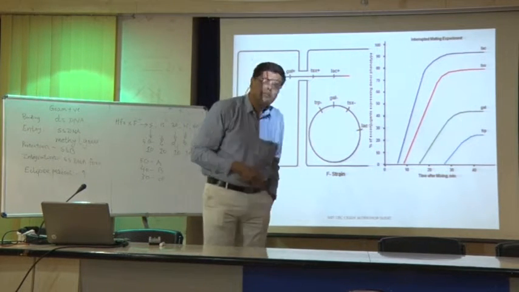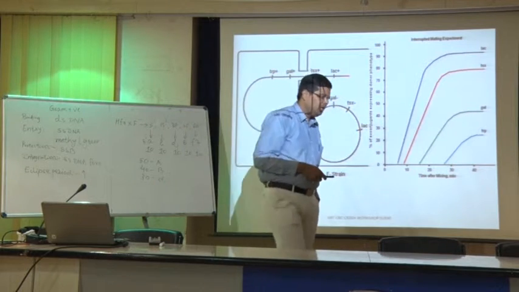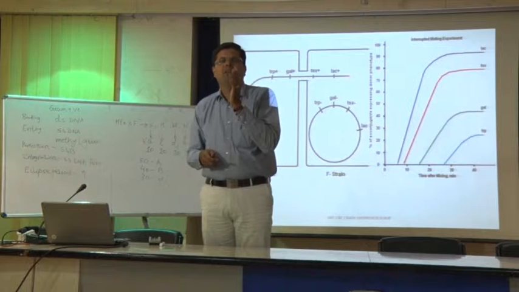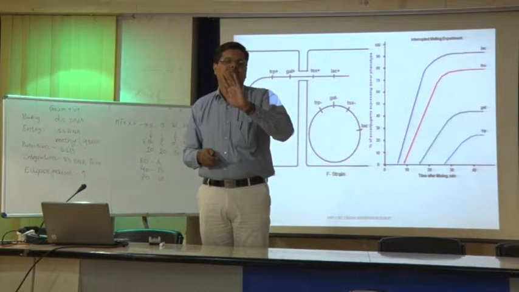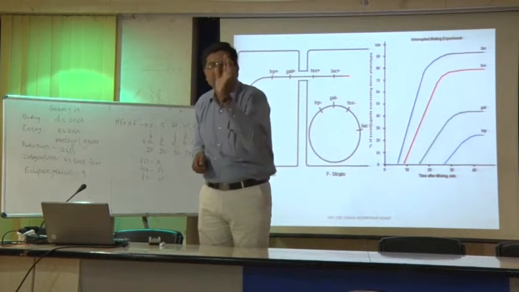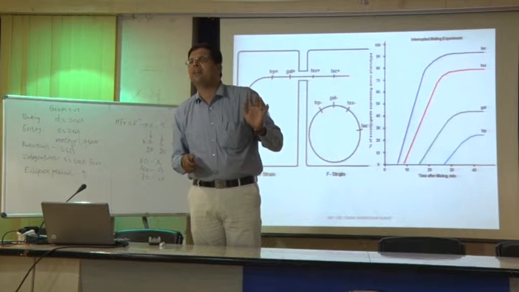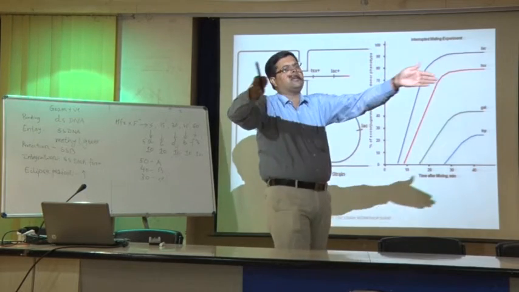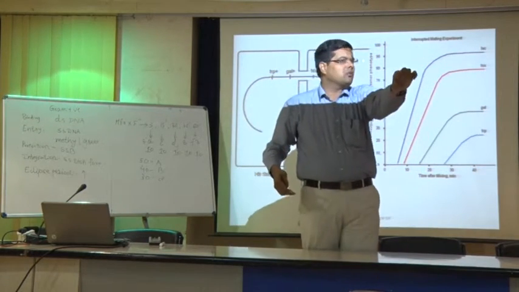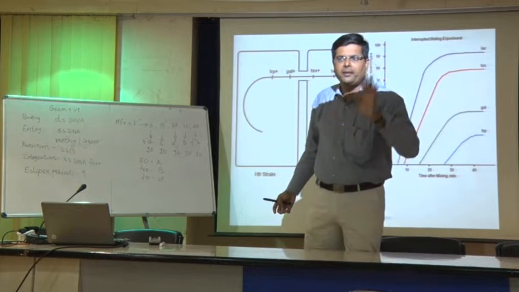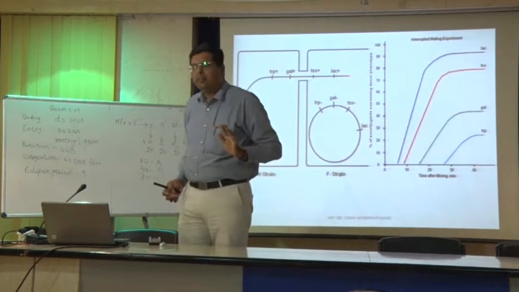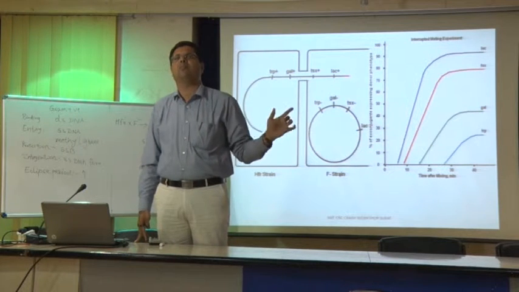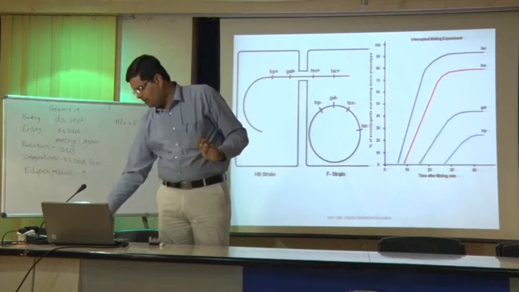So here by the conjugation, by this method, we can map those genes which are located approximately 3 minutes apart from each other. दो जीन अगर एक दूसरे के 3 मिनट के डिस्टेंस पे है तो आप कॉन्जुगेशन से उसका मैपिंग कर सकते हैं बाय दिस एक्सपेरिमेंट, बाय इंटरप्टेड मेटिंग एक्सपेरिमेंट. और इसके ऊपर क्वेश्चन पूछे जाते हैं. We will discuss some of the questions after discussing the transduction.